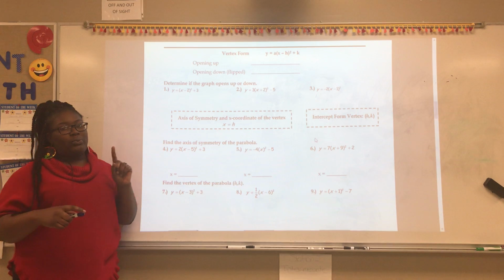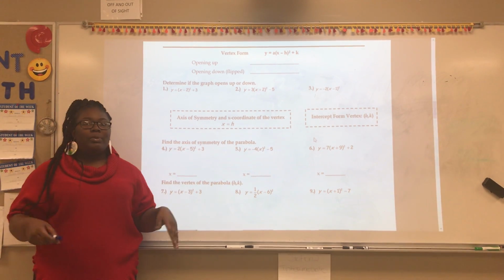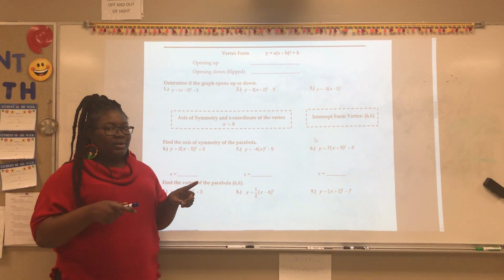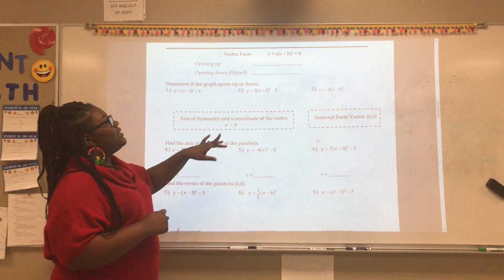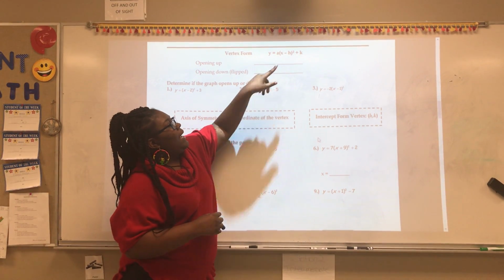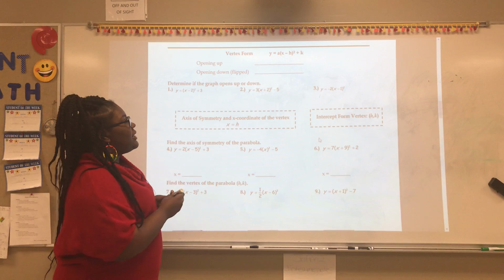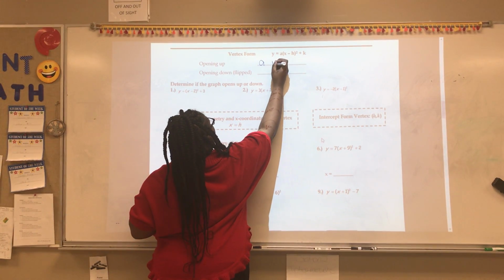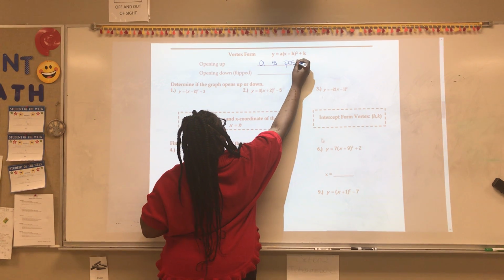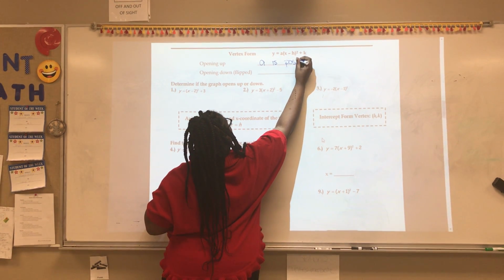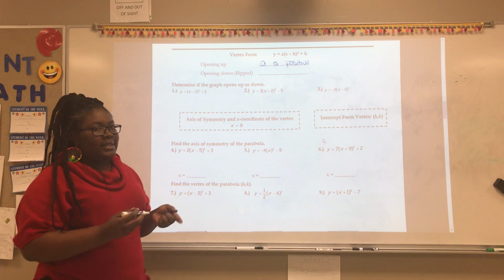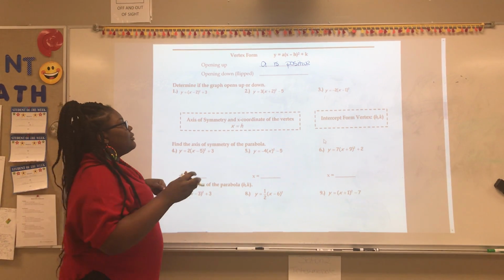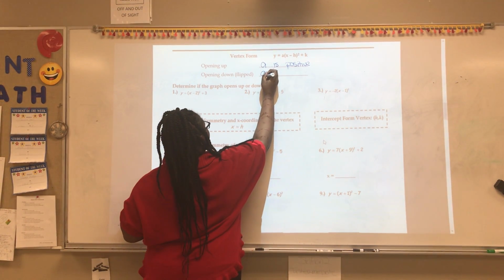With each form, there's one number that can tell you whether the parabola opens up or down. That number in vertex form is shown by A. If A is positive, then it's opening up. And if A is negative, then it's going to be flipped down.